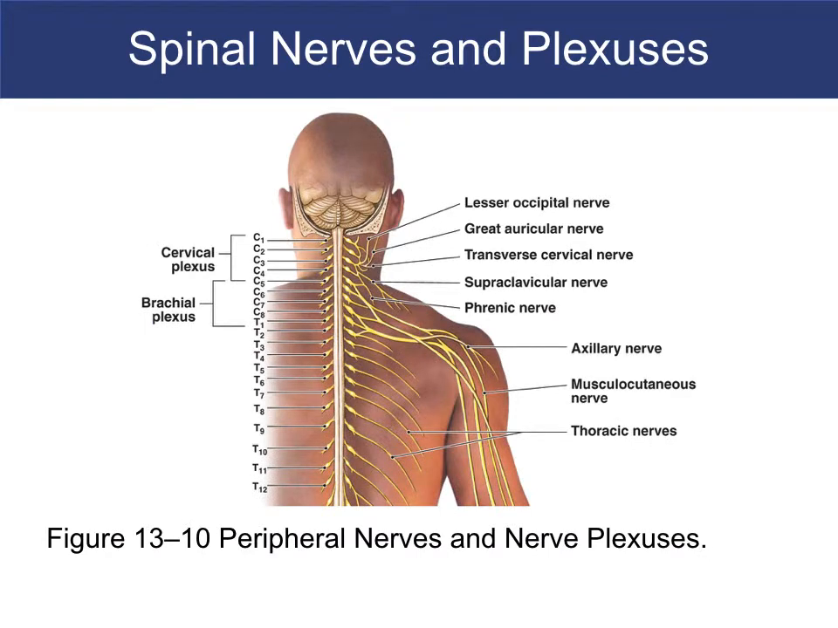So here's an example of the cervical and brachial plexuses. And you notice that the reason they're called plexuses is because these nerves, they come out at the different levels from C1 all the way down here to, say, T3 or so. And then they come together, they join up, and then they hook up, and they rejoin up again, and so forth.